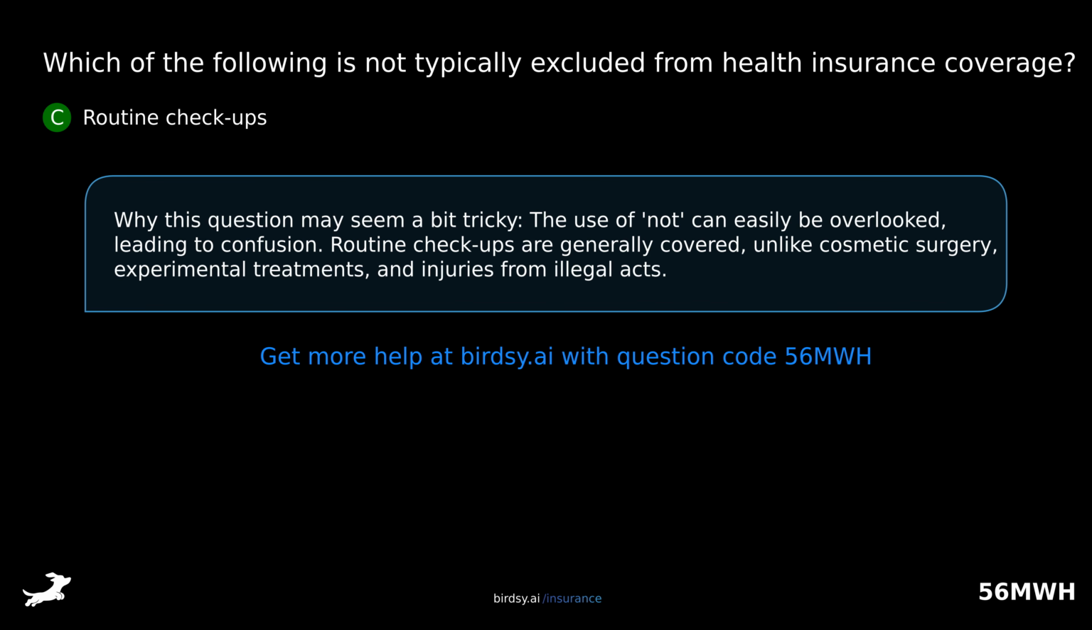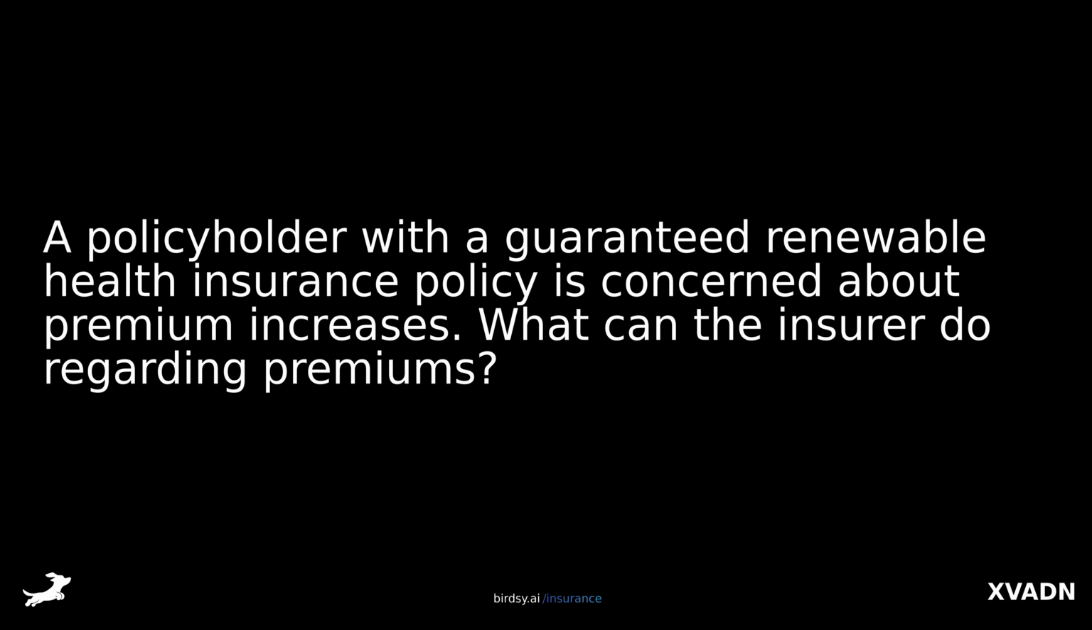Why this question may seem a bit tricky. The use of not can easily be overlooked, leading to confusion. Routine checkups are generally covered, unlike cosmetic surgery, experimental treatments, and injuries from illegal acts. A policyholder with a guaranteed renewable health insurance policy is concerned about premium increases. What can the insurer do regarding premiums?